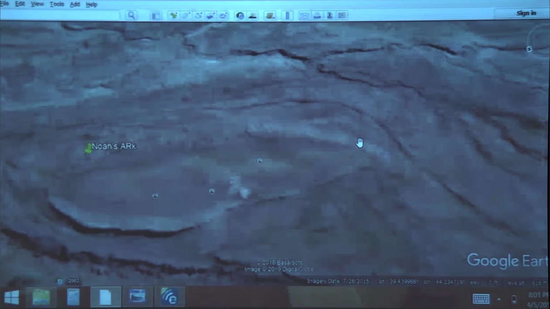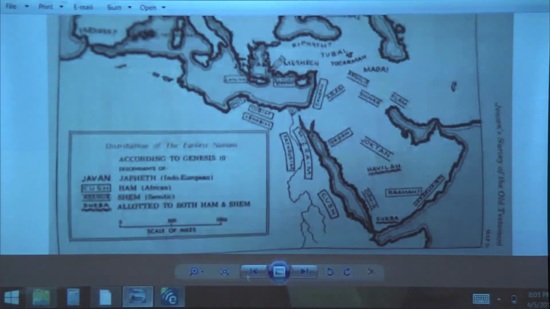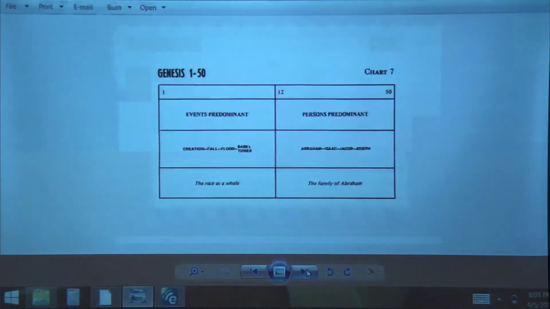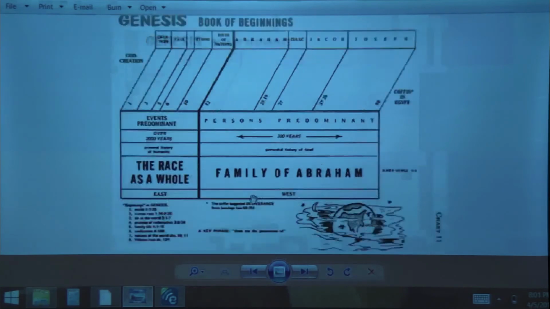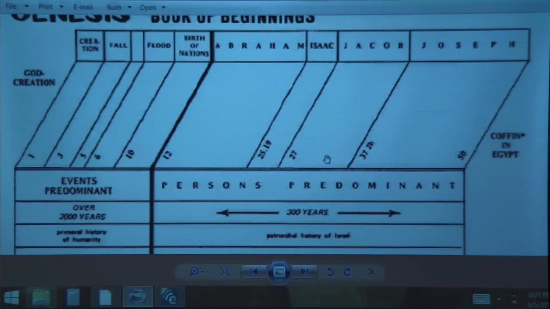So we have this talked about in Genesis 6. We're given all this. Once we get to chapter 12, we get into Abraham. So now from 12 on, we're talking about Abraham, Isaac, and Jacob.